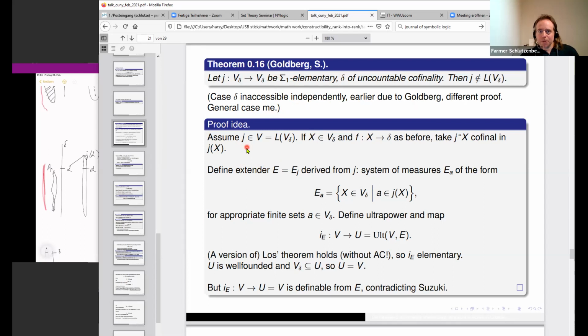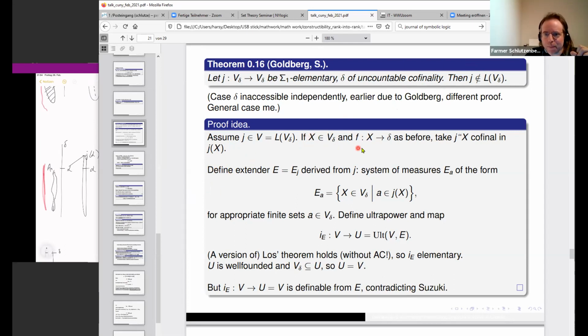Okay, so here I'll just give a sketch of the proof. The basic point is, we have this J from V delta to V delta, and we've constructed it, and we want to try to extend J to a fully elementary embedding from the full L of V delta into itself, which is definable from parameters, and then that will contradict Suzuki's theorem. The method for doing that is we take an ultrapower by the extender derived from J. If you haven't dealt with extenders before, it doesn't really matter, but it's similar to taking an ultrapower by a measure. So anyway, I'll describe it a little bit.